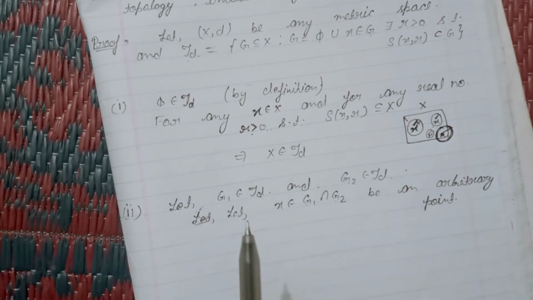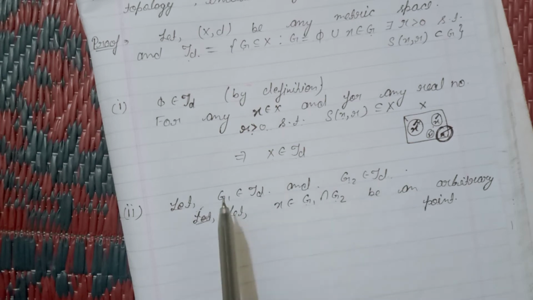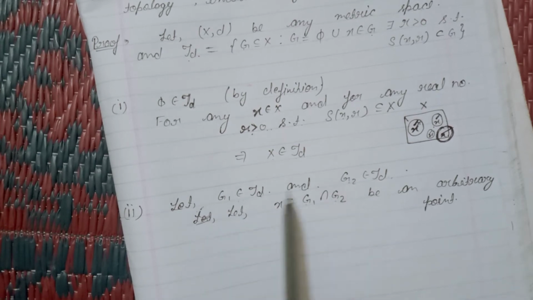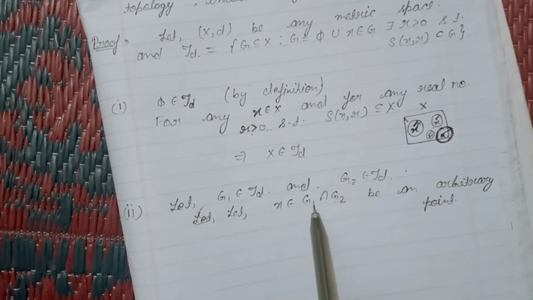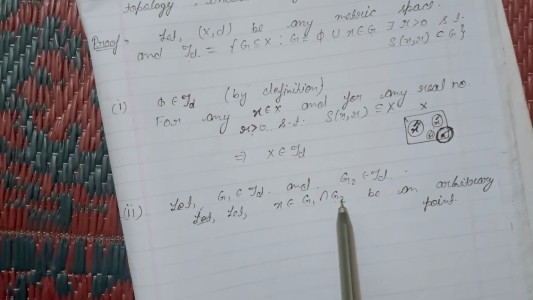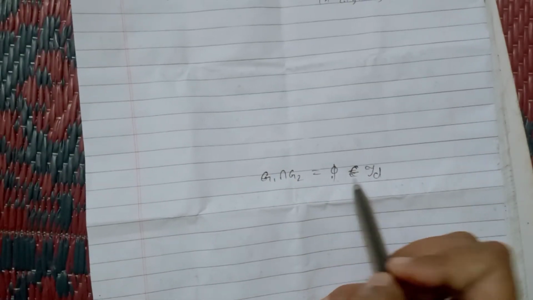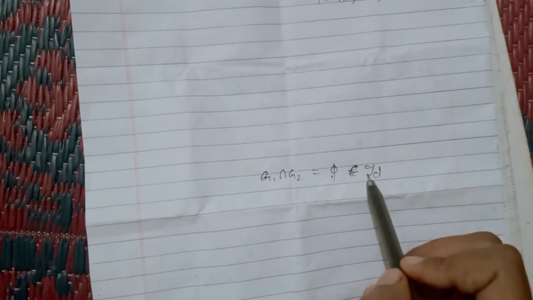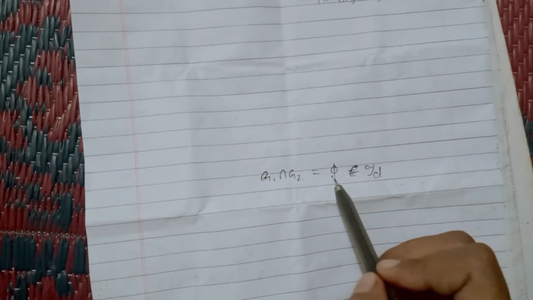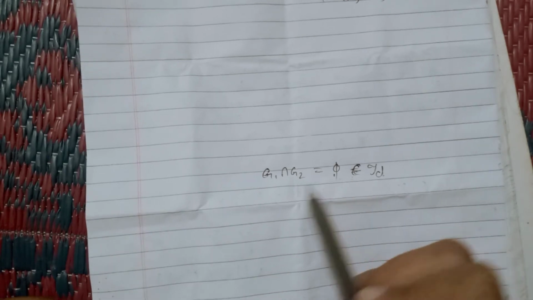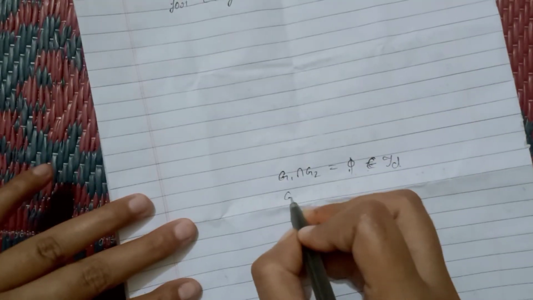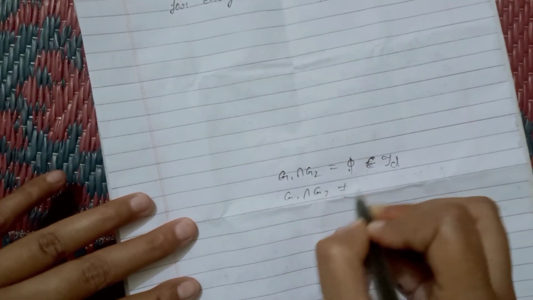Here some students may have a doubt. The doubt is: what if G1 intersection G2 are disjoint, that is, if the intersection of G1 and G2 is equal to phi? Then phi also belongs to TD. That is why I am not considering phi, so I consider G1 intersection G2 is not equal to phi.